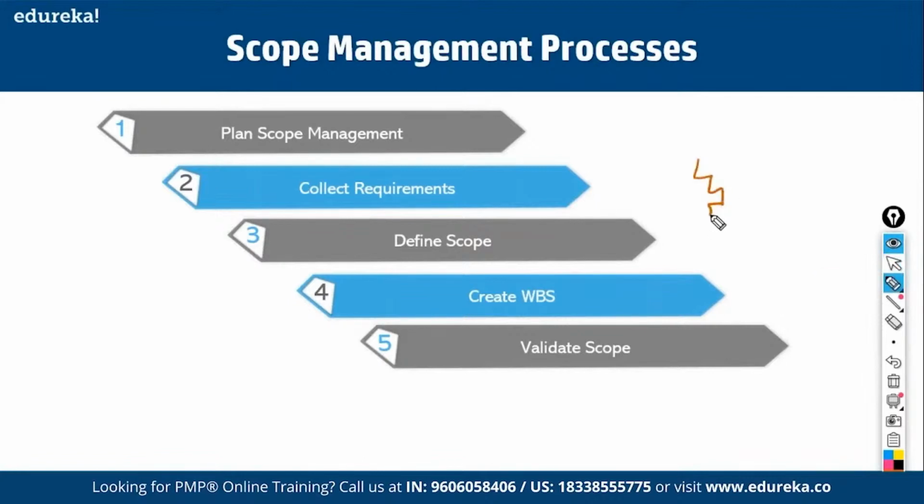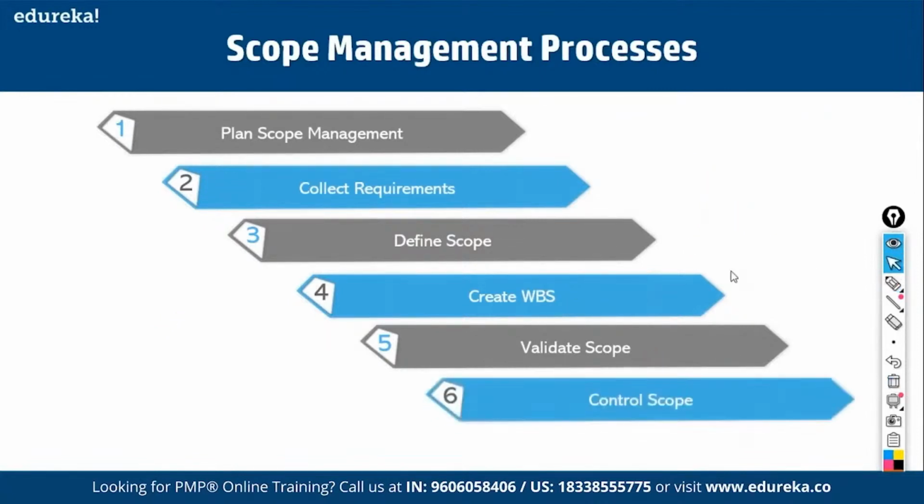You break it down into tree form and you say, John, this is your work package, plan to deliver it. Jack, this is your work package, plan to deliver it. So in Create WBS, we break down the work into a work breakdown structure. Validate scope refers to getting the scope formally accepted by the customer. For example, if we are prototyping this pen, we have to get the prototype accepted by the stakeholders. That is called validate scope.